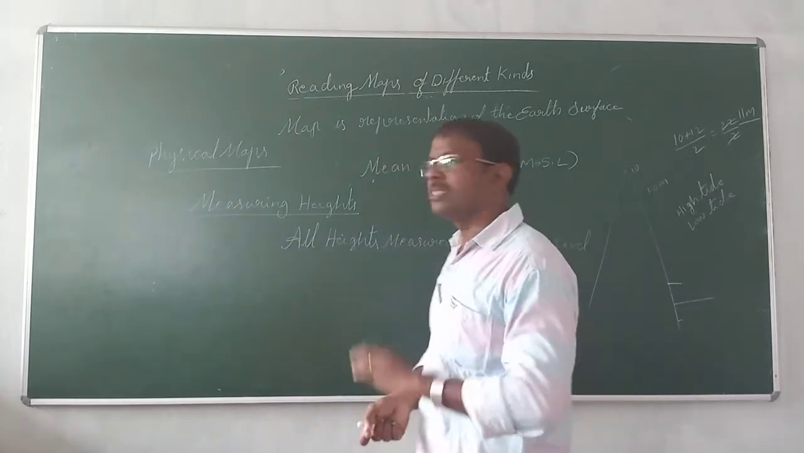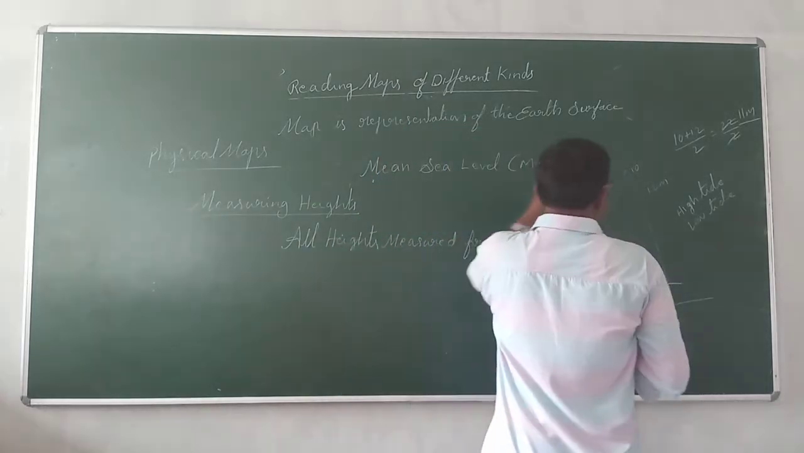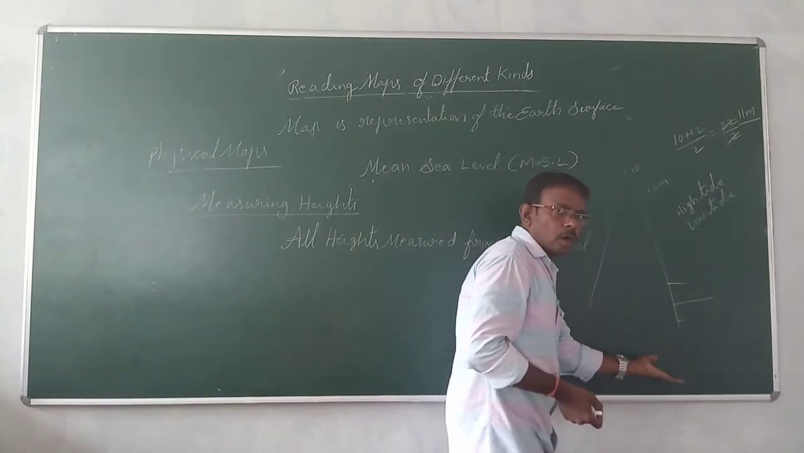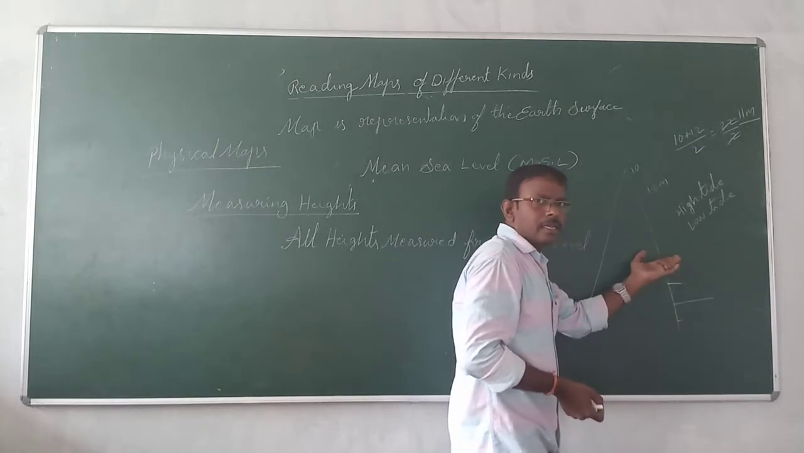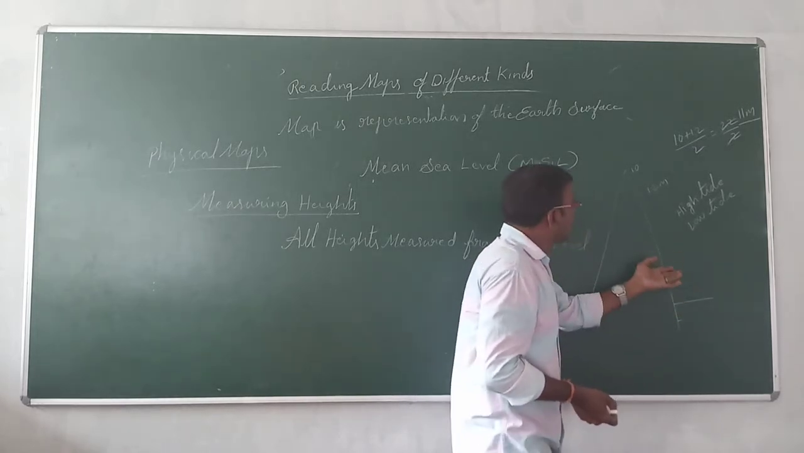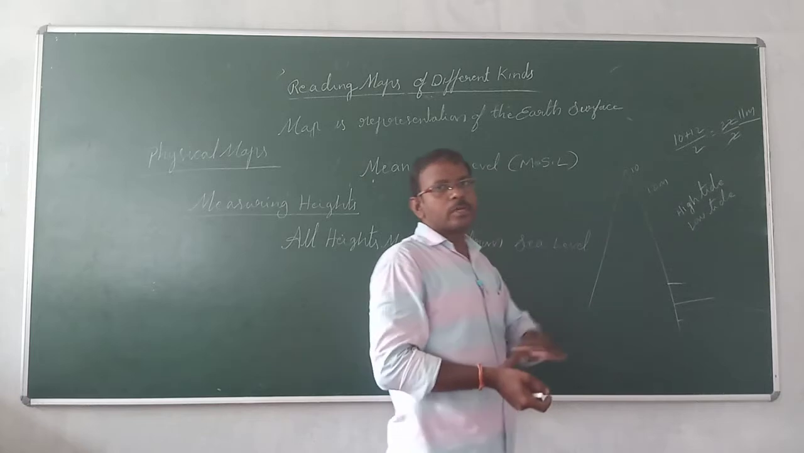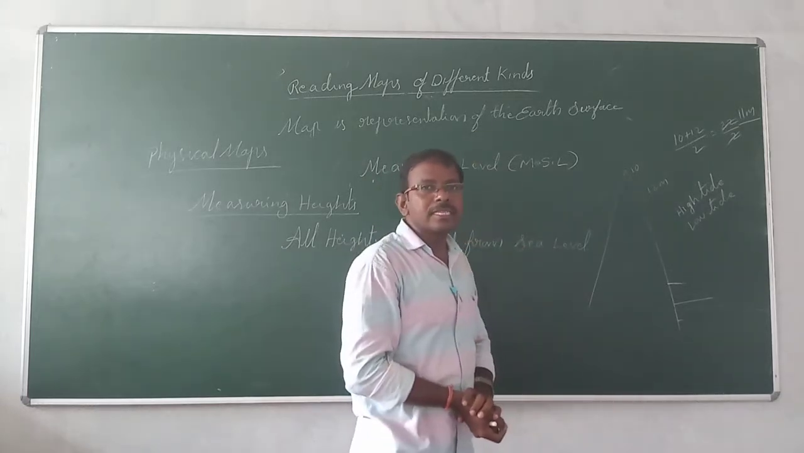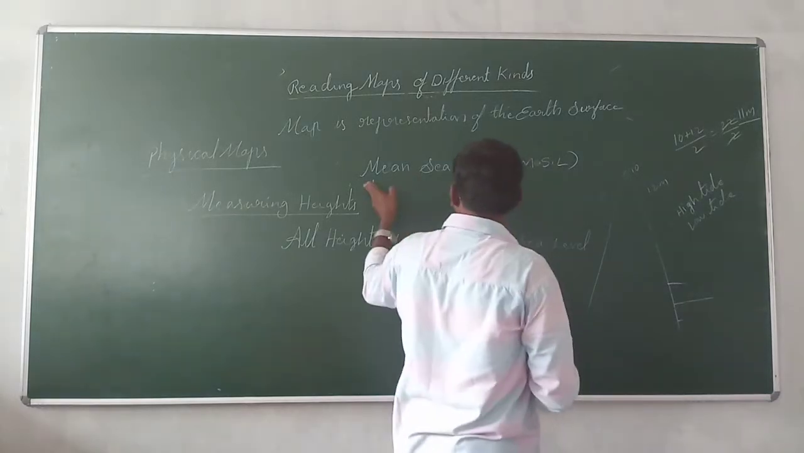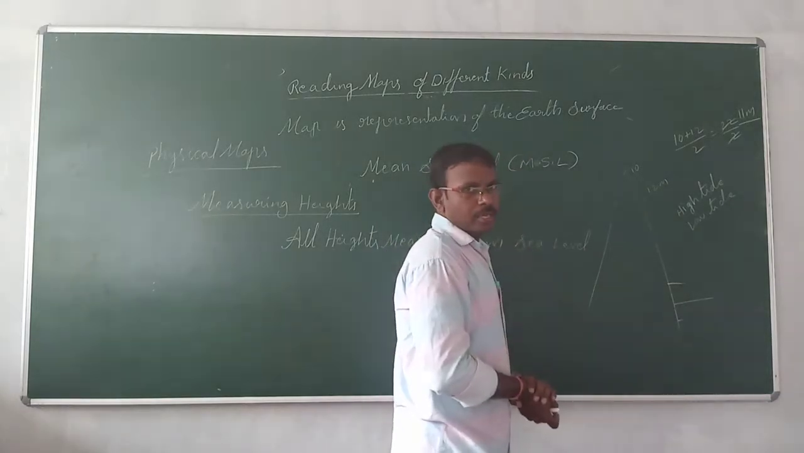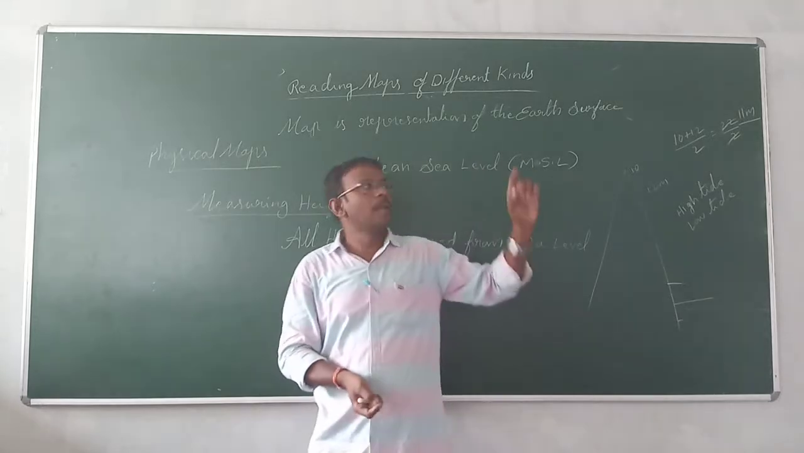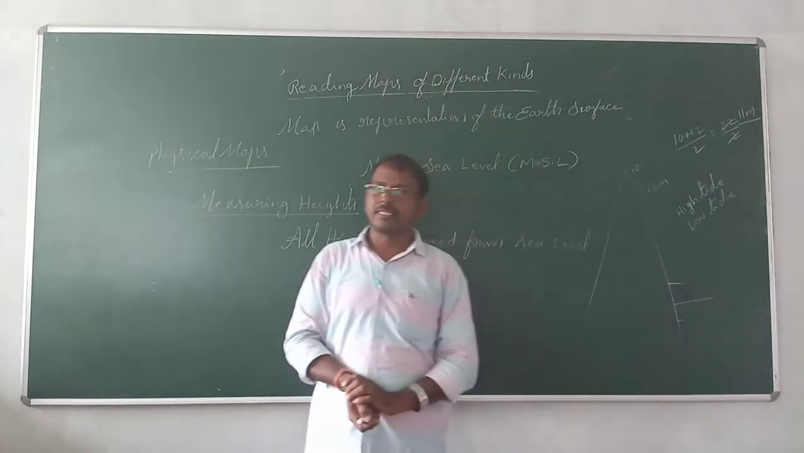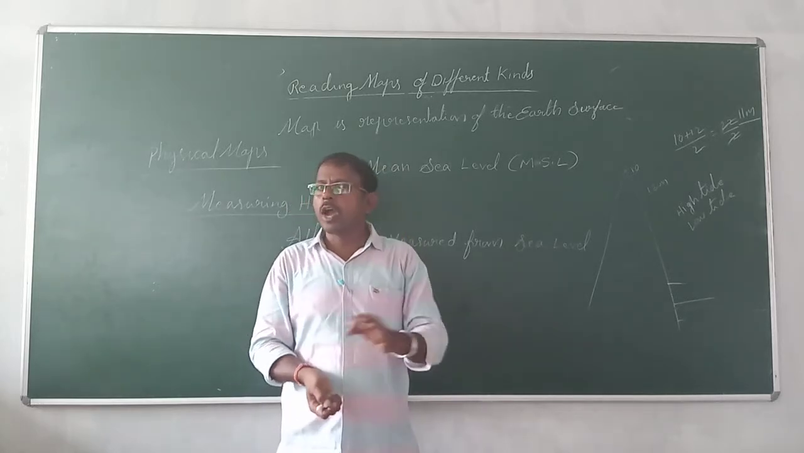Mean sea level, I have understood. The sea level is always rising and going down, so high tide and low tide will be there. The scientists have taken the average level. The average level of the sea is known as mean sea level, MSL. Understood? With the help of MSL, the average level, they will measure the heights. Okay, so here you have understood.